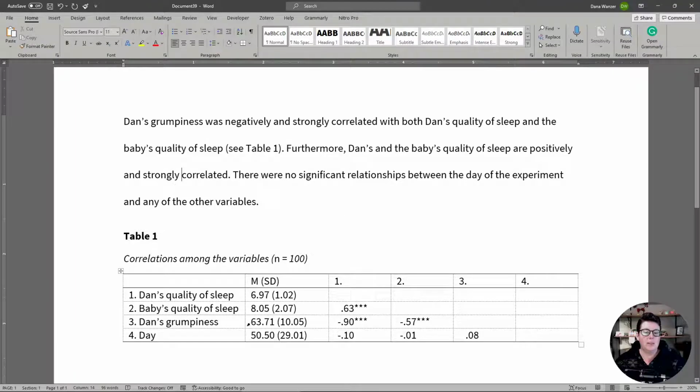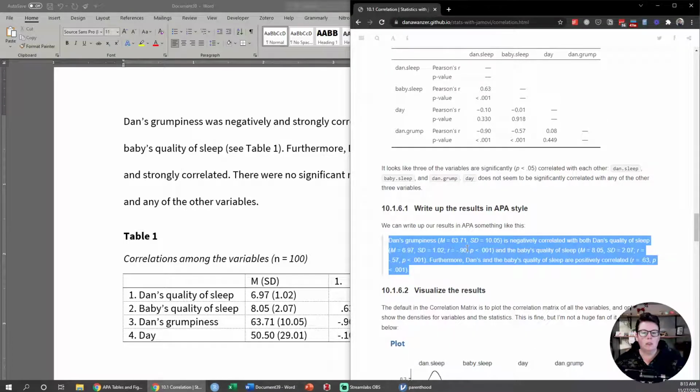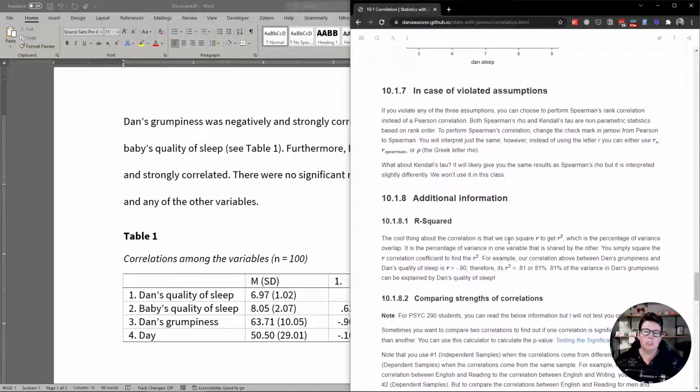Note next week that you're going to learn more about APA write-ups, and you'll learn more about doing these tables. But this could be your write-up as well, referring people to the table. Okay, last little bit. If you don't meet the assumption of, especially like normal distribution, or they're not continuous variables, then you could do a Spearman's correlation.